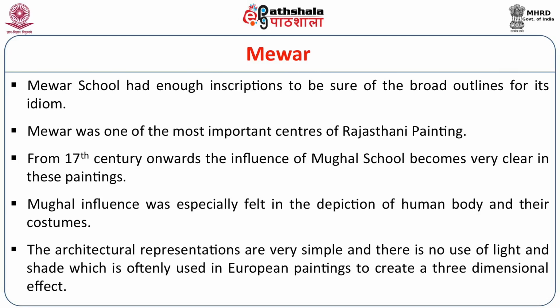The architectural representations are very simple and there is no use of light and shade, which is often used in European paintings to create three-dimensional effects. We have to understand that the Rajput painting style actually intentionally avoided the European skill. Now, the reason can be that the artists who moved to these schools favored their own indigenous technique and somehow did not appreciate the European techniques. The European techniques would otherwise pressure the local techniques, and the local look would have been relegated to the back. Since these courts wanted to keep the regional identity intact, they always stuck to the techniques that were indigenous, or at least those which came from Delhi, that is the Mughals.